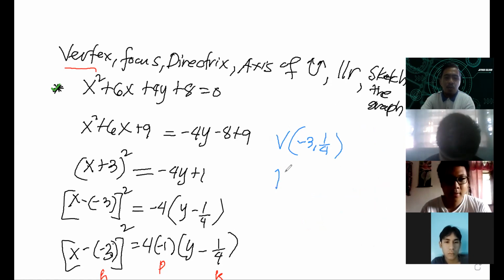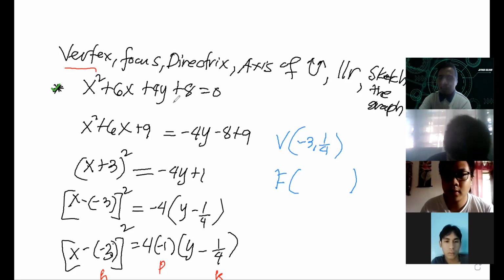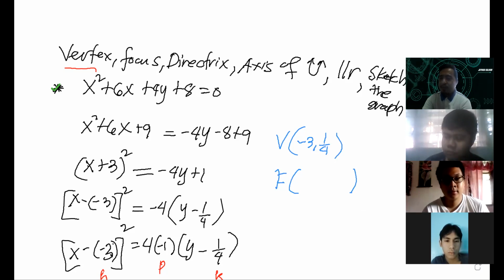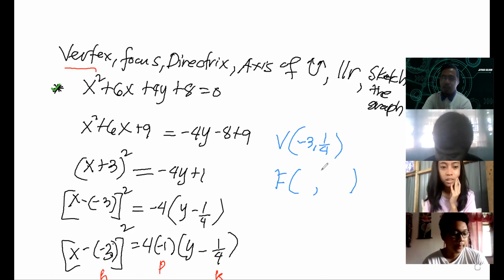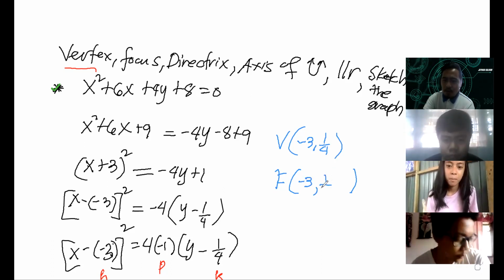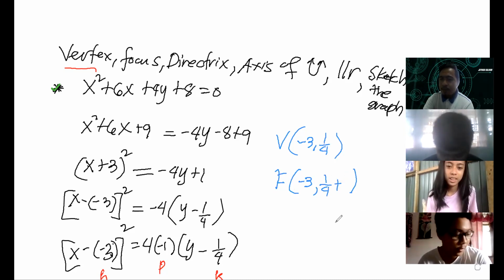Next, how about your focus? What is this form, class? The x is the one squared, right? So where do we add in your focus, in the x coordinate or in the y? I already mentioned that a while ago. In the x or in the y? In y. So it means you just copy this one, -3. You copy the 1/4, then you add here the p.